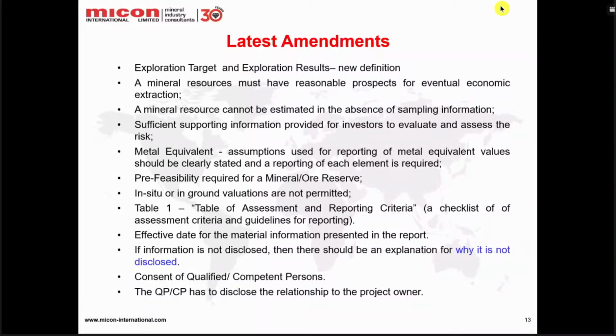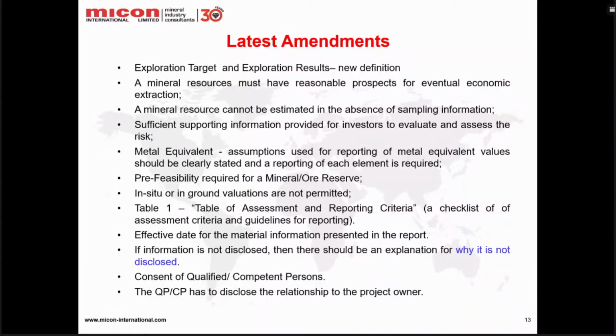In many cases, when we deal with several metals, we work with metal equivalents. Assumptions used for the reporting of the metal equivalent values should be clearly stated, and a reporting of each element is required according to all codes. Pre-feasibility is required to declare a statement of mineral or ore reserve. So the so-called in situ or in-ground resource, or some kind of variation of this, is not permitted in a technical report that will be published according to NI 43-101, JORC, PERC, or some of the other codes.